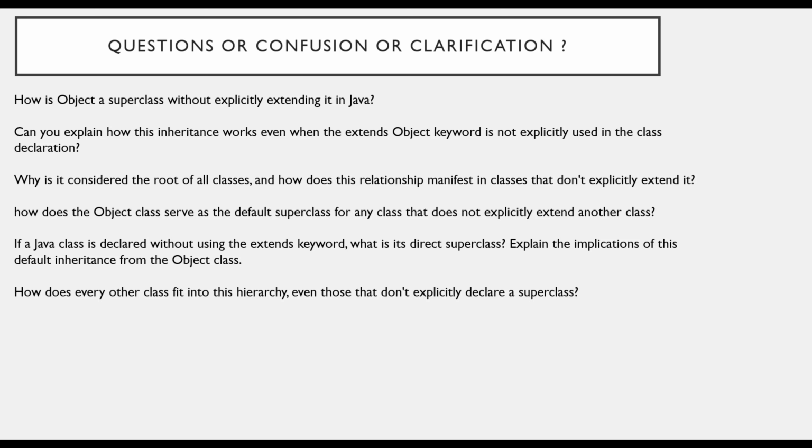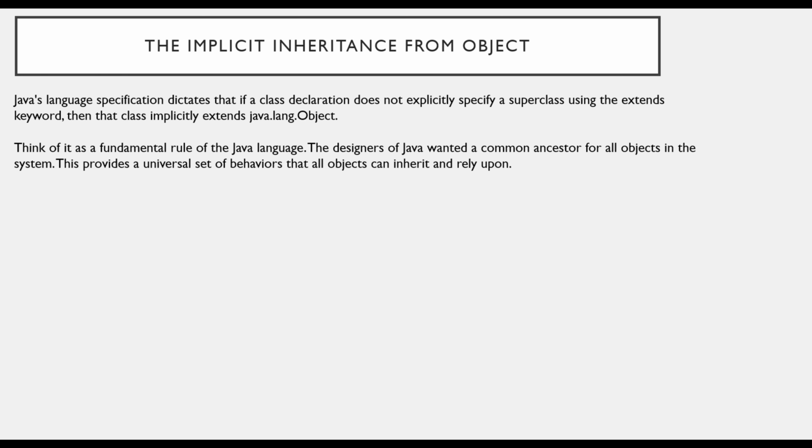How does Object serve as the default superclass for any class that does not extend another class? If a class is declared without using extends, why is it the direct superclass? Can you explain the implication of the default inheritance from the Object class? How does every Java class fit into this hierarchy even though it doesn't declare it explicitly? These are the questions related to the confusion around how, without extending, it is implicitly inheriting. We'll discuss all these details in the further slides.